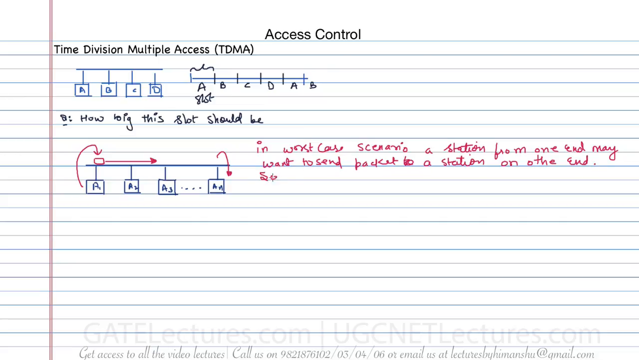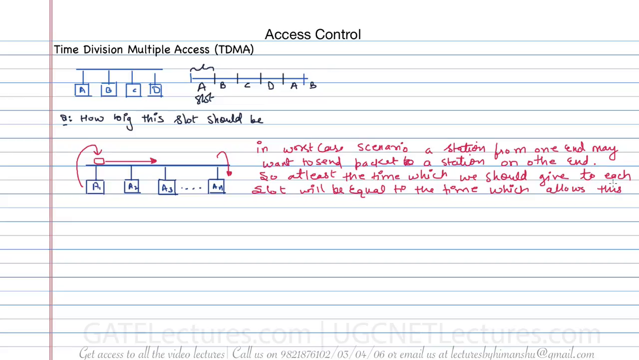So at least, the time which we should give to each slot will be equal to the time which allows this station to send at least one packet to the last station.